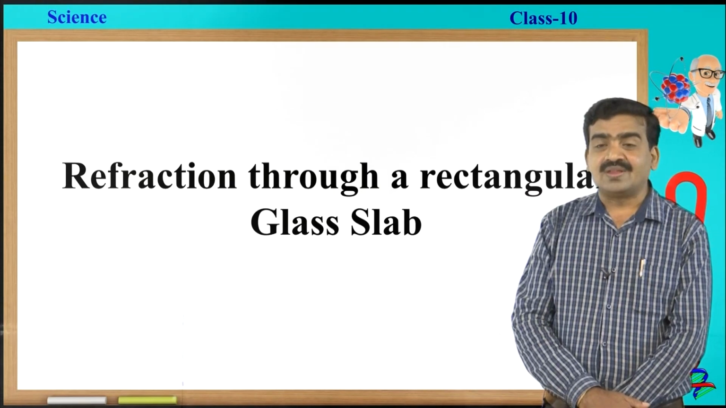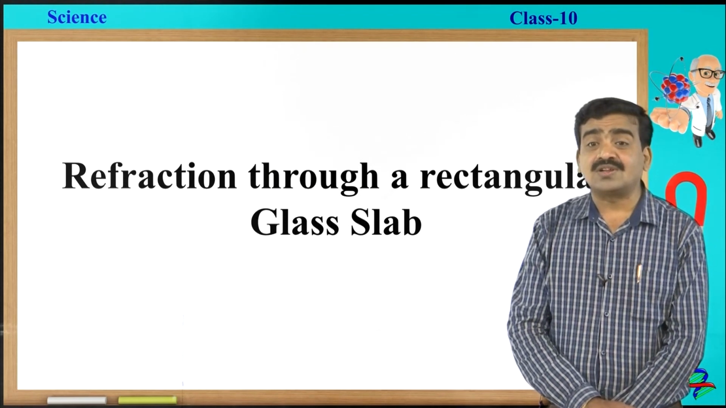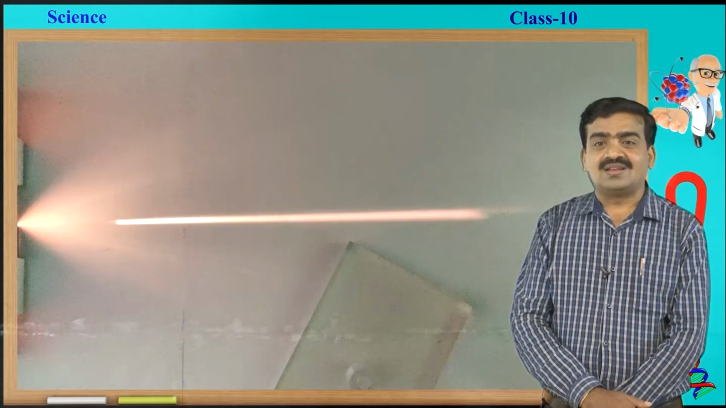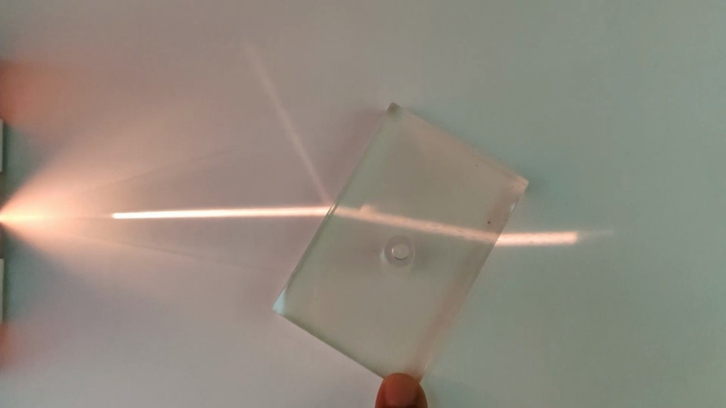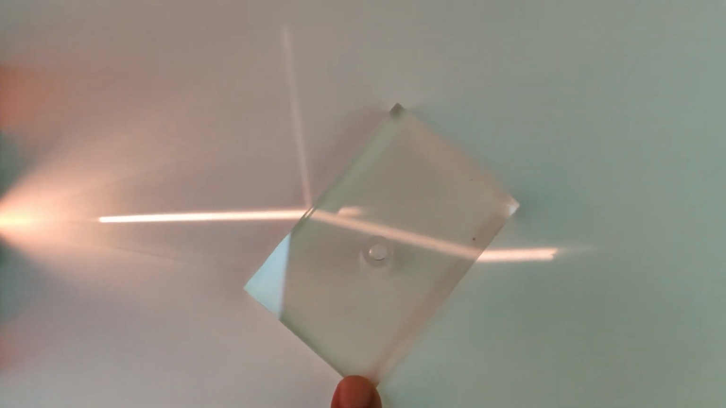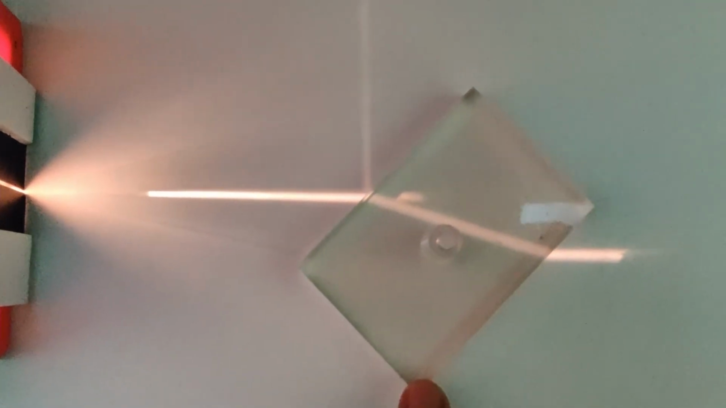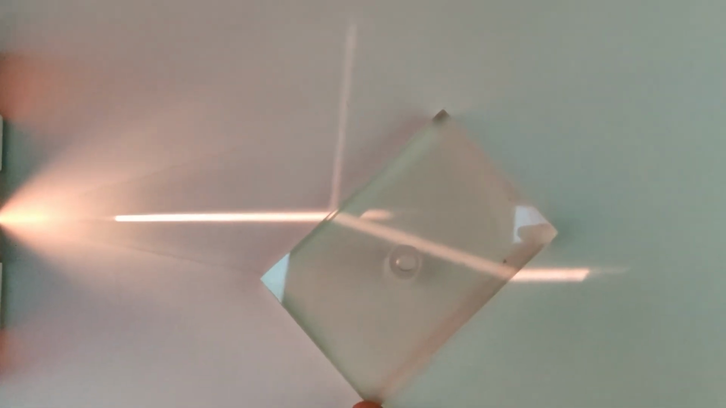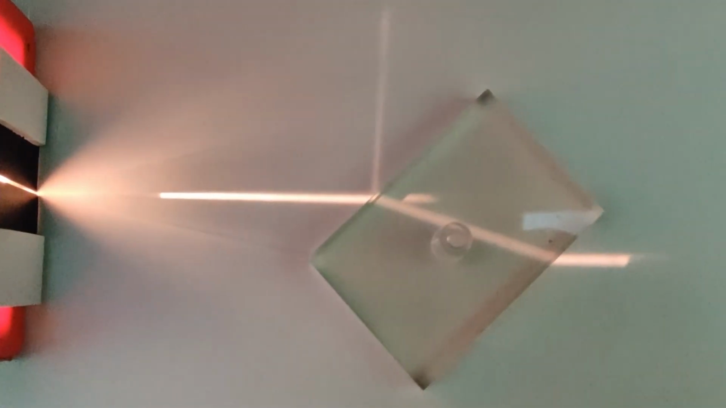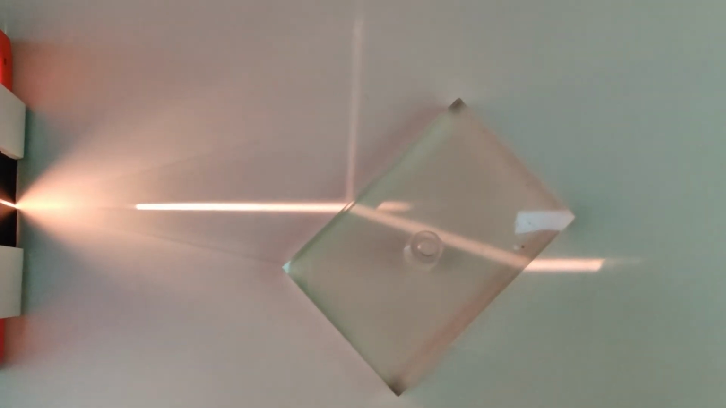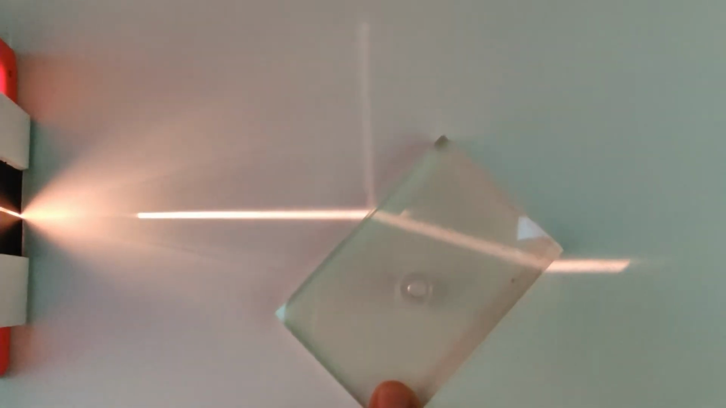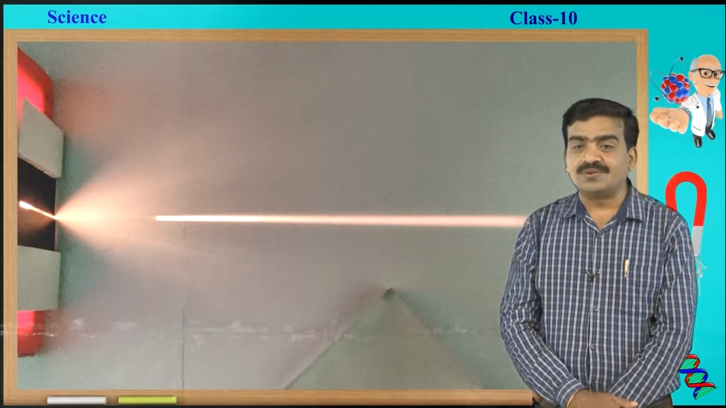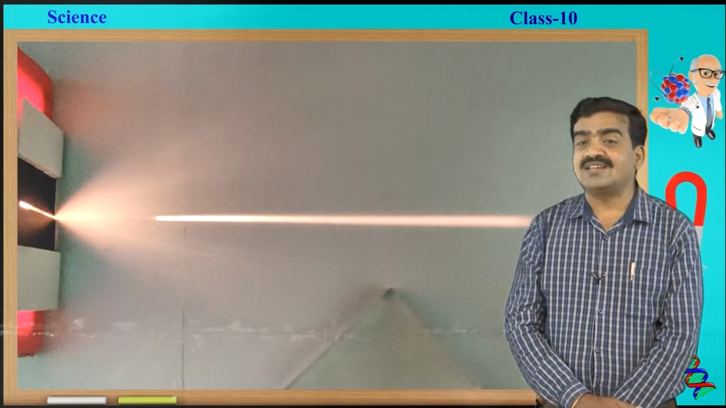Now let us learn how refraction takes place through a glass slab. So here I am showing you a video. This is how refraction takes place when a ray of light travels from the air medium to the glass medium. See how the ray of light is bent inside the glass slab. And if there is no glass slab, what will be the path of the light? Yes, you are correct. It always travels in a straight line. So this is how refraction takes place in a rectangular glass slab.